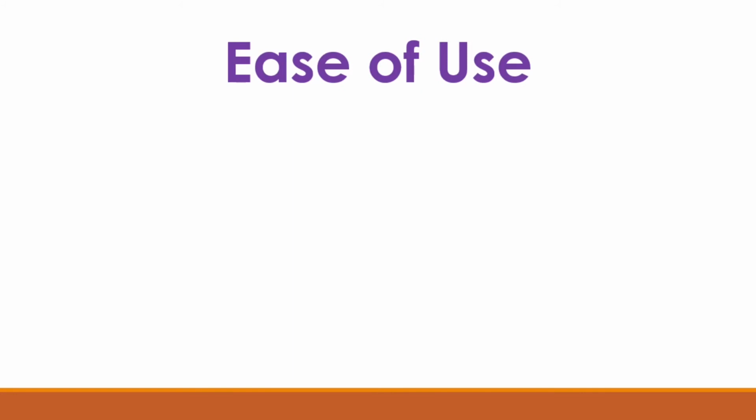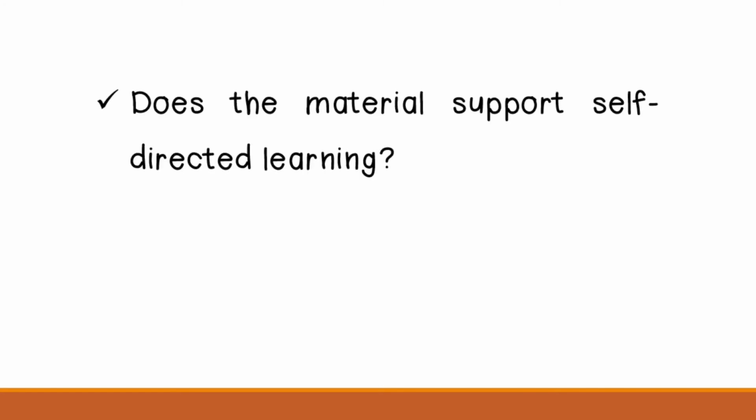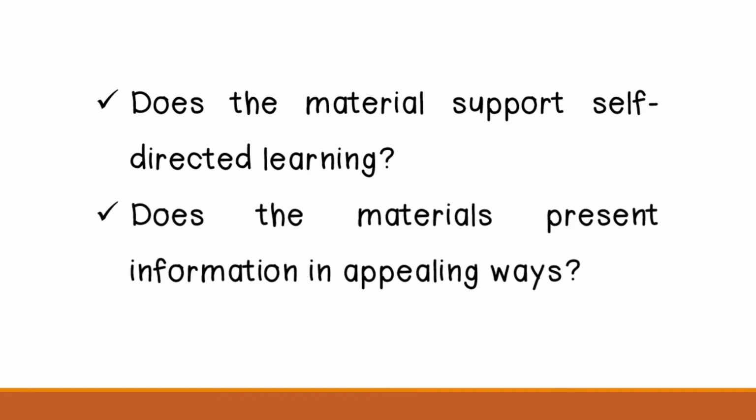The next category is called the ease of use. In this category, we will determine the extent to which the learning material allows you to support flexibility and self-directed learning. Materials should be easy for teachers, students, and parents to use. So here are some examples of the questions that we will see under this category. First, we have, does the material support self-directed learning? Or does the materials present information in appealing ways?